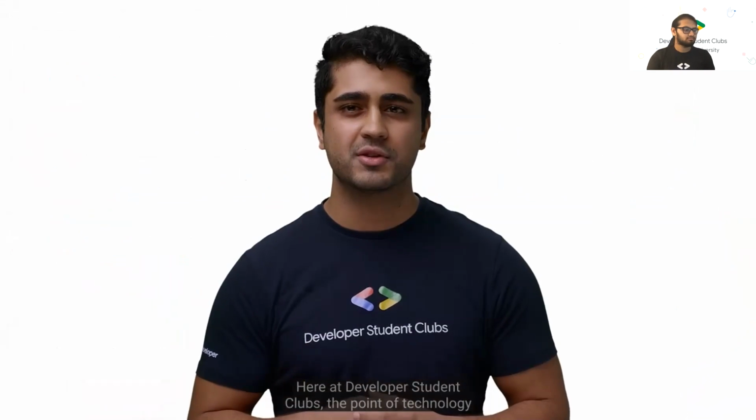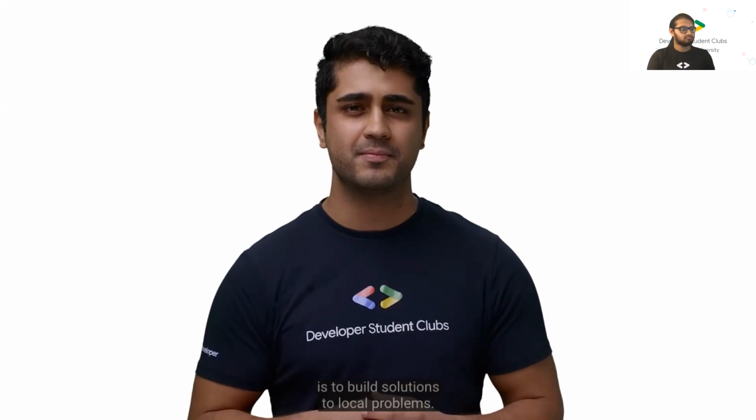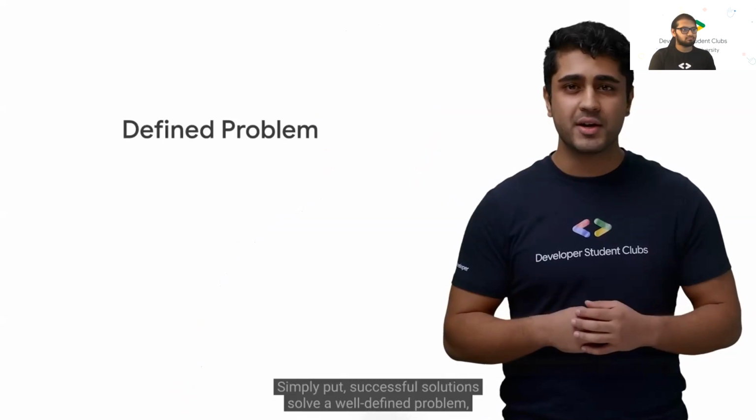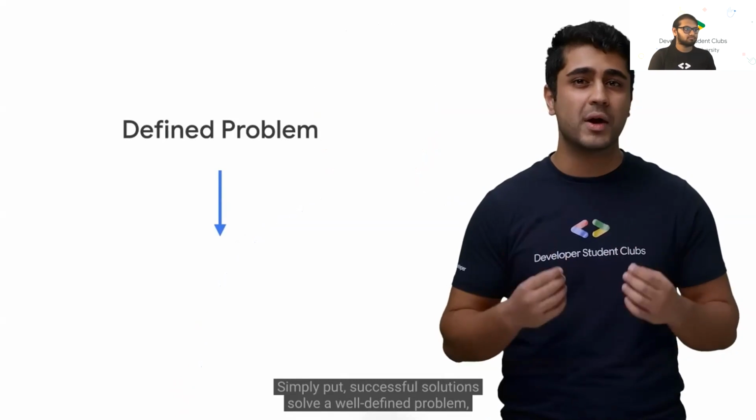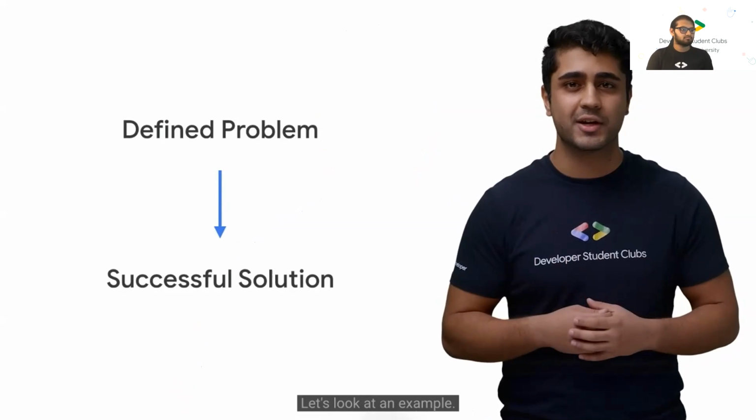Here at Developer Student Clubs, the point of technology is to build solutions to local problems. So what makes a solution successful? What separates successful products used all around the world and products that fail to get any users? Simply put, successful solutions solve a well-defined problem and unsuccessful solutions don't. Let's look at an example.